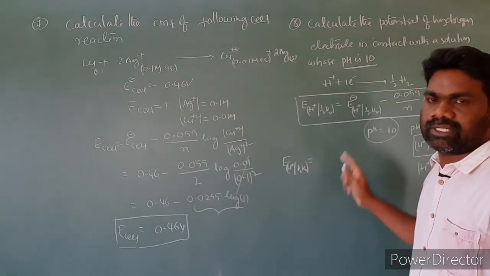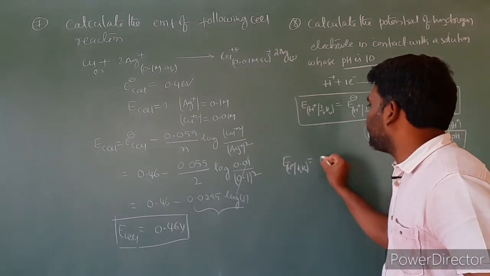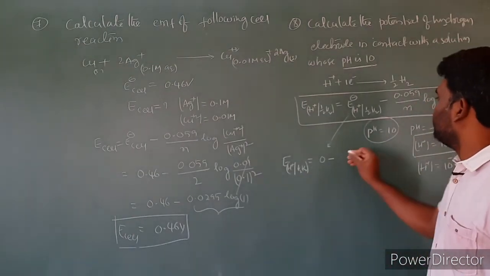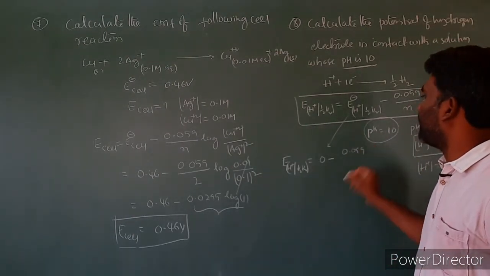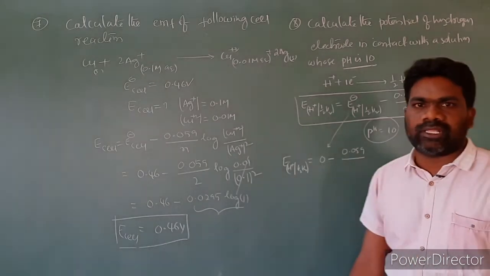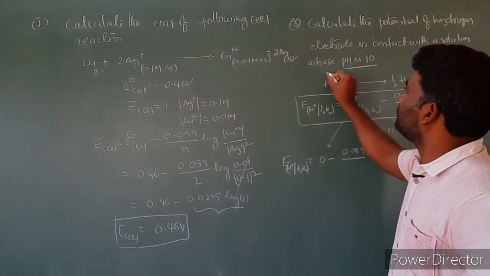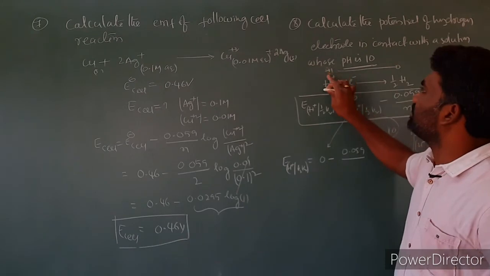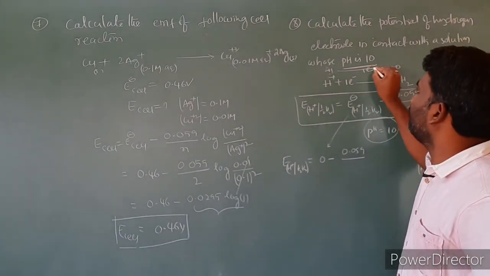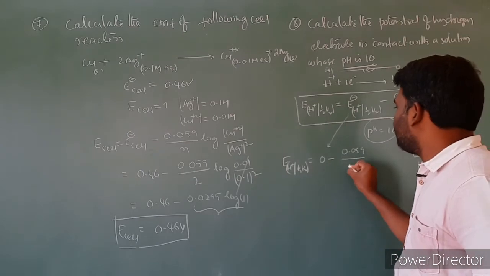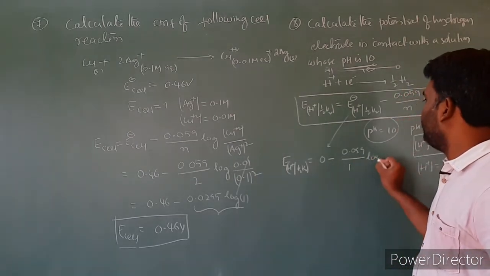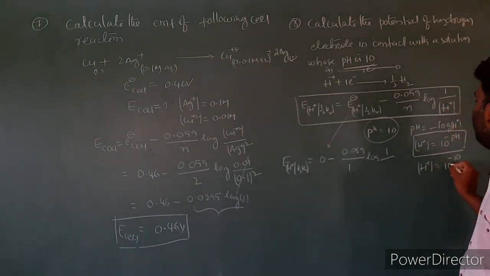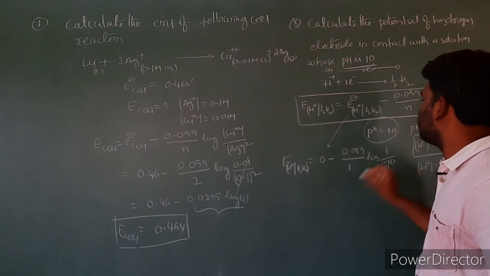So that is why we call it a reference electrode, a reference half cell. Its value will be taken as 0. So 0 minus 0.059 by n. What value of n have we taken? This is 0 and this is plus 1, and here it is 0. Plus 1 to 0, that means the oxidation number is decreased by only one. That means 1 electron is involved in the reaction. So n is taken as 1, log 1 by H+ ion concentration. The H+ ion concentration we took as 10 power minus 10.